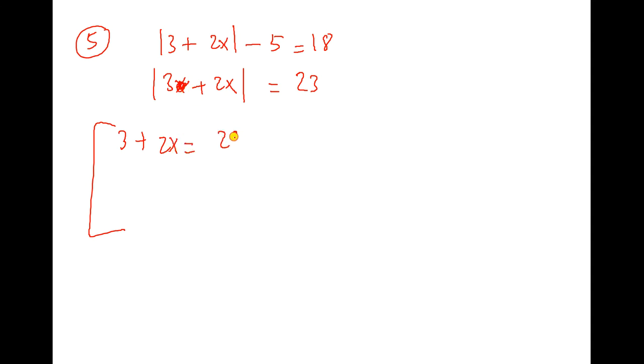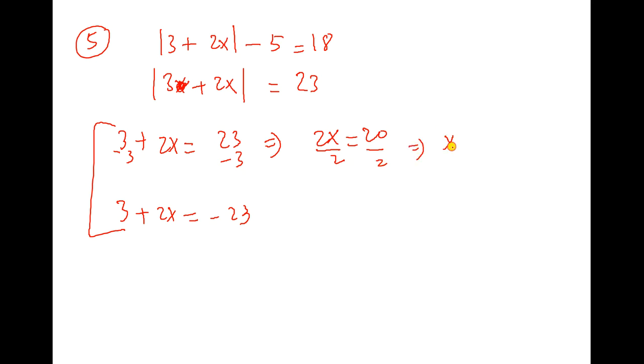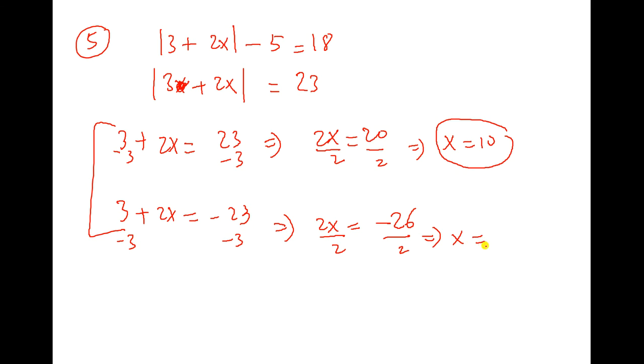So we can set two cases. One is positive k, the other one is negative k. And then solve for x. So subtract 3 on the top, I got 2x equal 20, and then dividing by 2, I end up with x to be 10. And then the other one, I also subtract 3 here, I got 2x equal minus 26, and dividing by 2, I end up with x equal minus 26 divided by 2, that's minus 13.